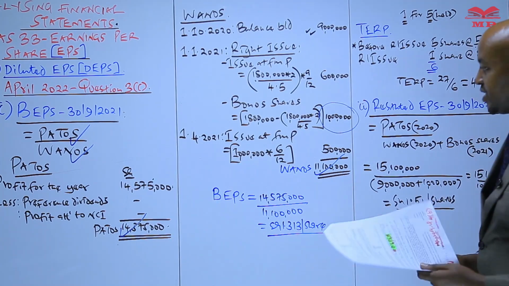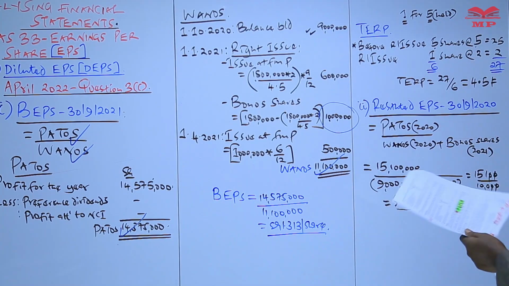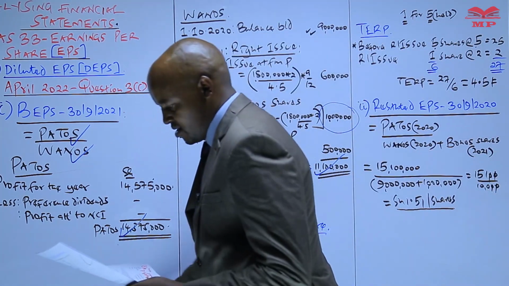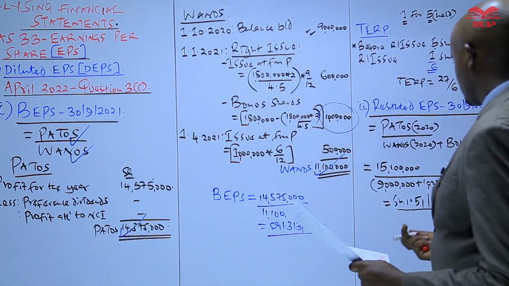So then from there we proceed to Roman 3, and I hope you can see the marks which were allocated in that particular question. There were 2 marks.